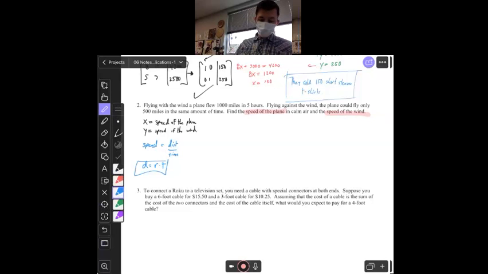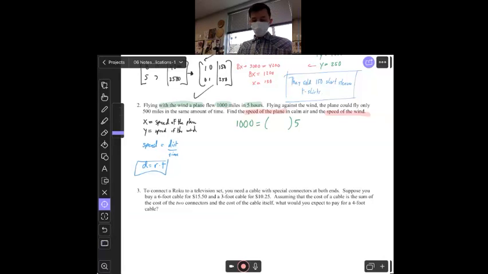I'm going to take that distance that I have. Okay? So with the wind, that distance and the time, so 1,000 equals, okay? But I'm going to take that speed of the plane, I'm going to take that speed of the wind, and I'm going to add them. That should give me the combined speed, right, of the plane with the wind. And obviously we'll need to simplify that. I'll do that in a second.